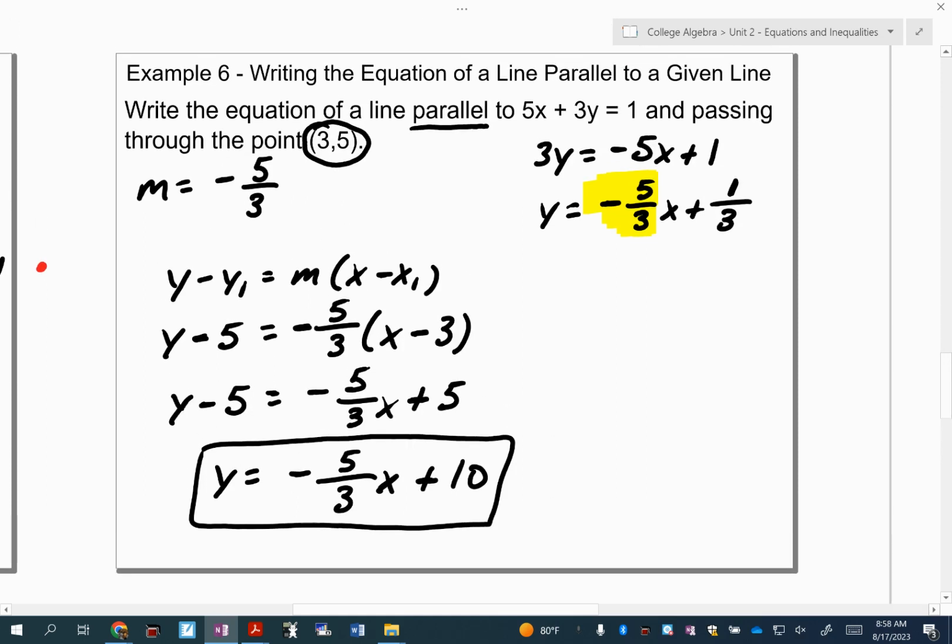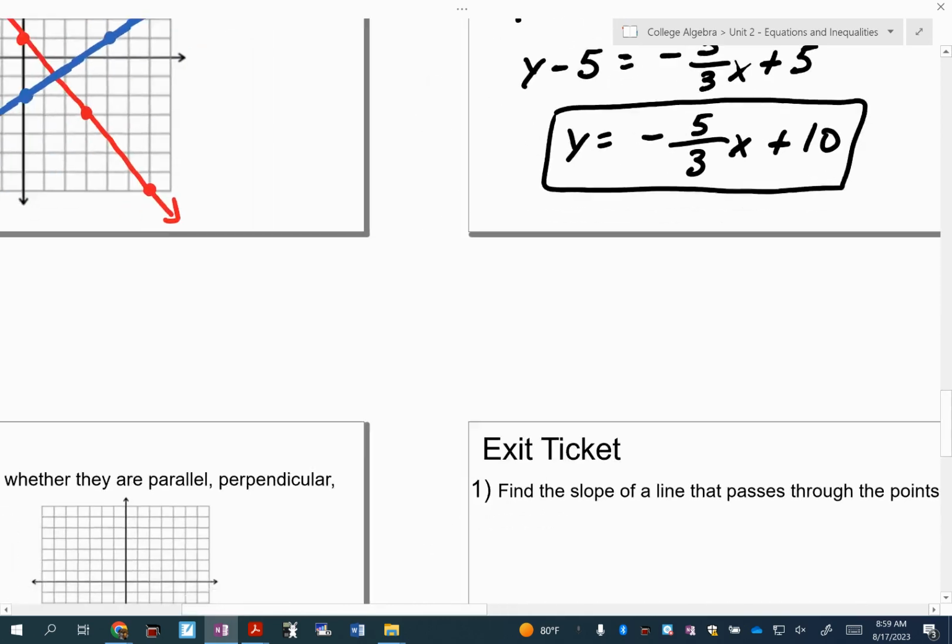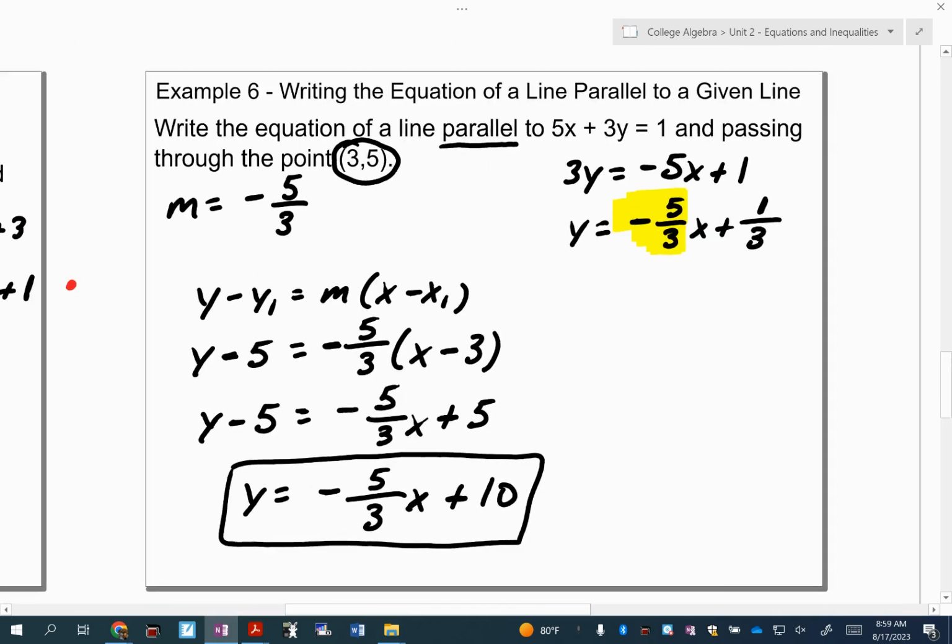So you'll notice that there was nothing new after we had the slope. The only new piece of information in this section is you might have to do a little work to find the slope of the line that's given to you, and then use your understanding about parallel lines and their slopes and perpendicular lines and their slopes to continue. All right, that's it for this section 2.